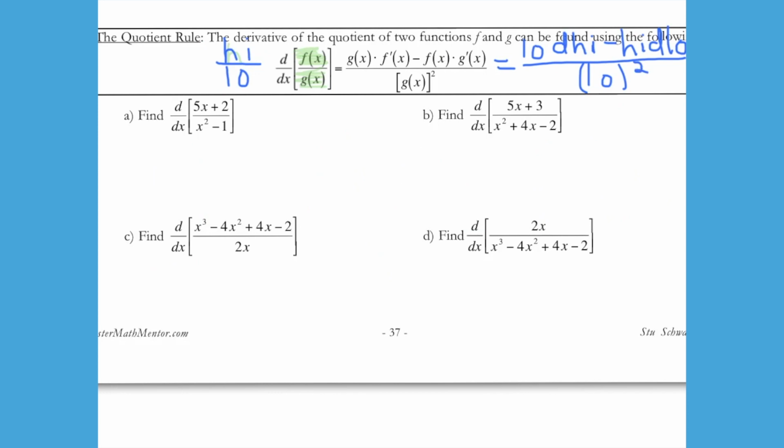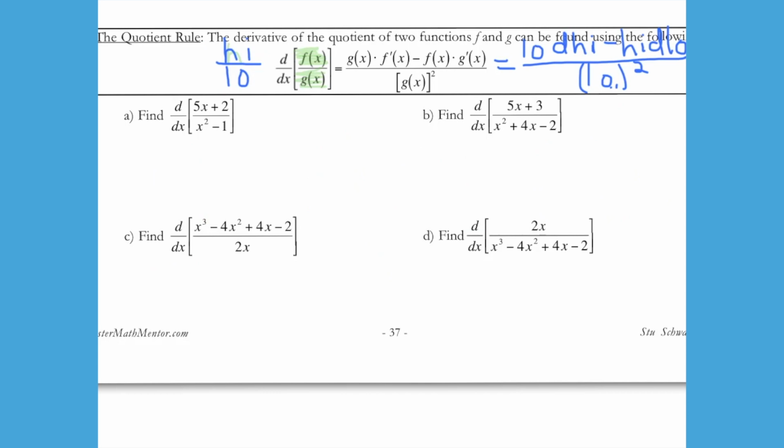And so I had a child who made up a little kind of rhyme to this, and it's kind of like the Cool Whip song. I don't know, but it's not mine, it's his, it's very cute. So he said, low d high minus high d low over low low. We'll do that again, ready? Low d high minus high d low over low low.